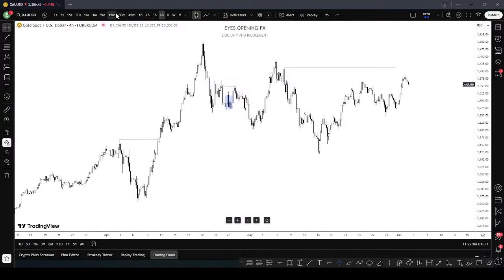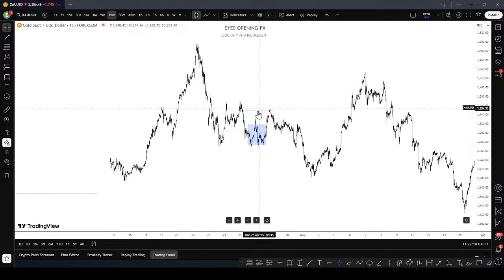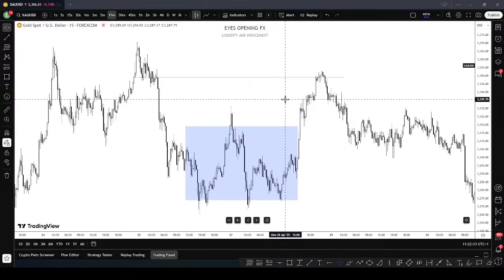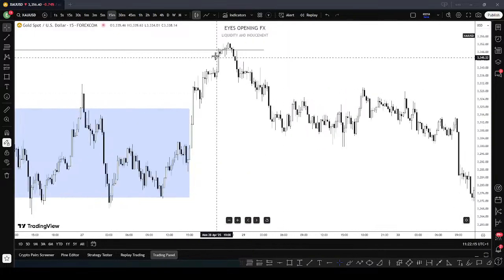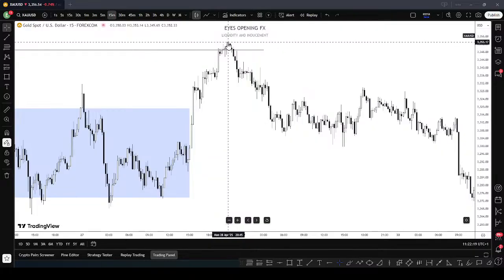So you go to the 15 minute or 30 minute time frame and wait for a break of structure around that level. You are looking for a break of structure. The market creates a higher high, a higher low, then a higher high, and then the market broke this low.